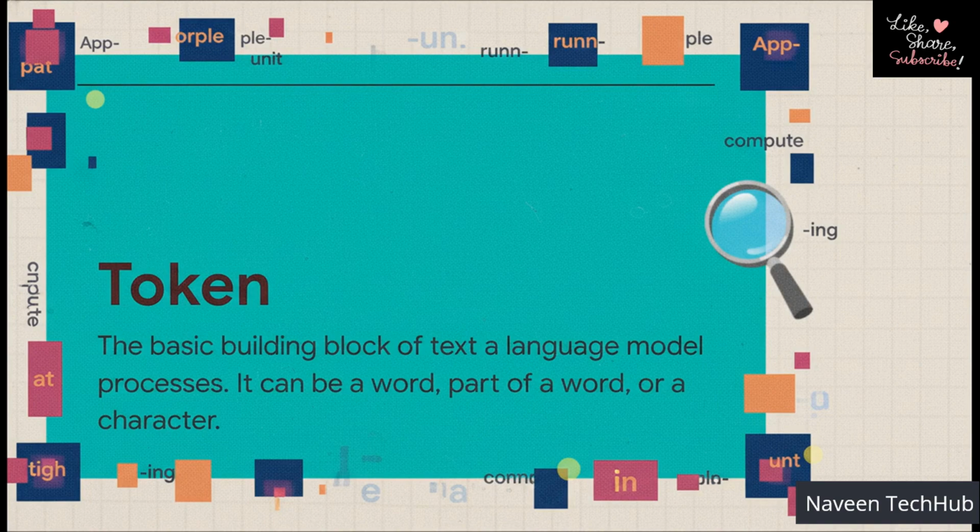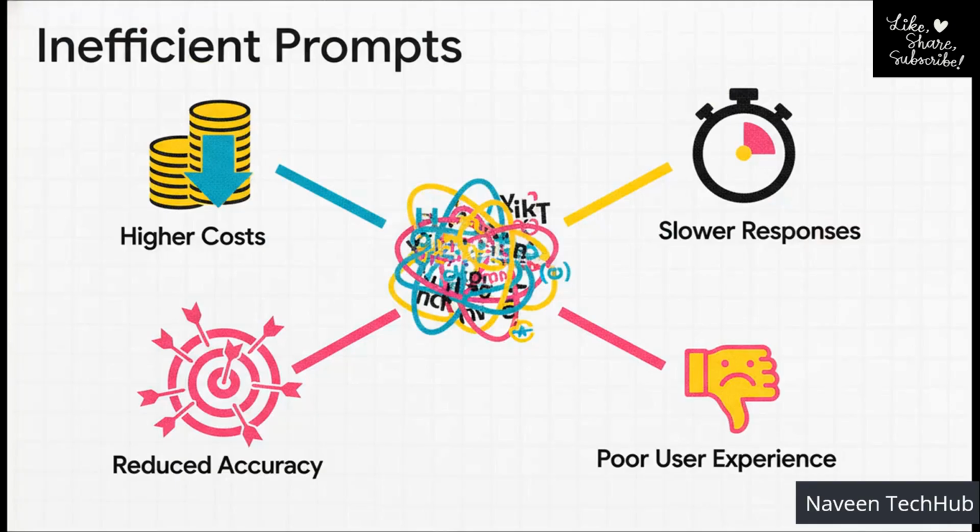They operate on tokens. And as you can see, a token might be a whole word like apple or just a piece of a word like ing. Every single one of these is a unit of computation, and each one has a direct impact on your system's performance. And when your prompts are inefficient, it's not just one problem.